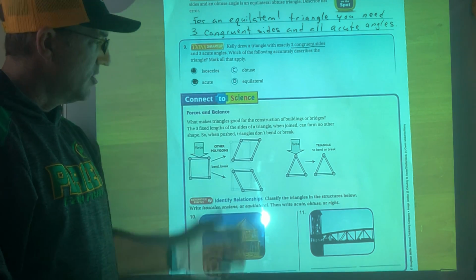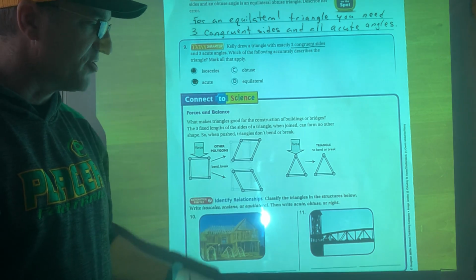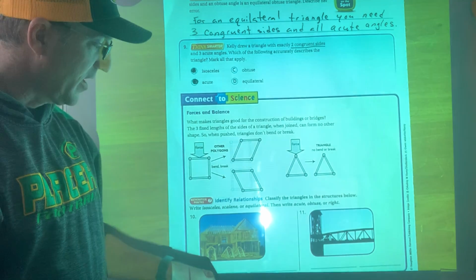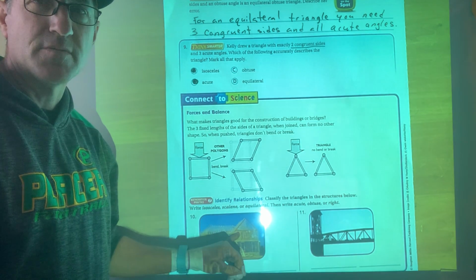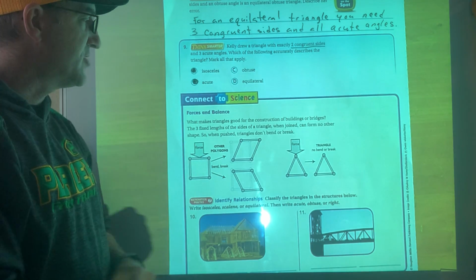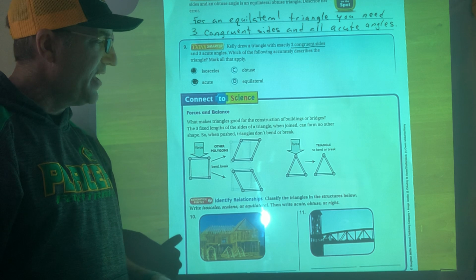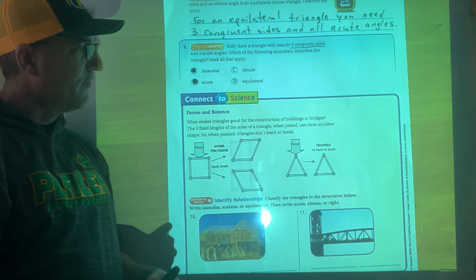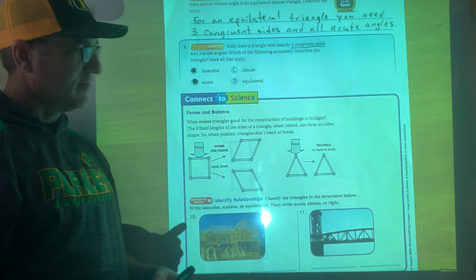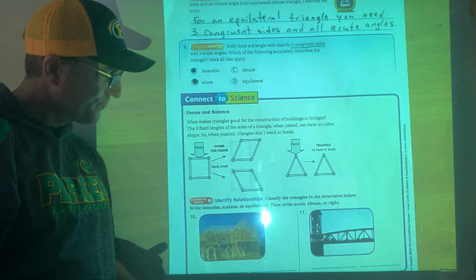Okay, so forces and balance. We're going to identify the relationship, so we're going to classify the triangles that they show here. This one's really hard for me to see on mine, and this one's pretty easy to see, so we're going to have to work together on this. So, what makes triangles good for the construction of buildings or bridges? The 3 fixed lengths of the sides of a triangle, when joined, can form no other shape. So when pushed, triangles don't bend or break. That's pretty cool. That's why we see them a lot in construction, right?